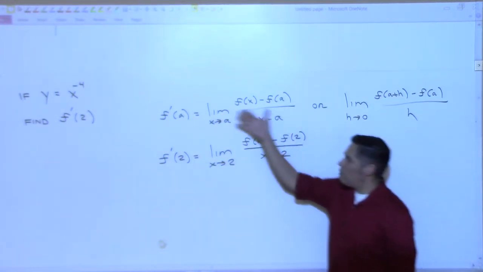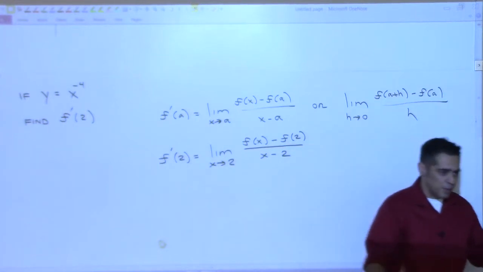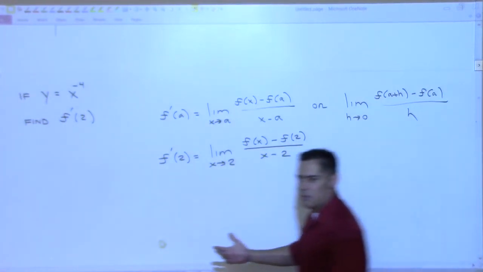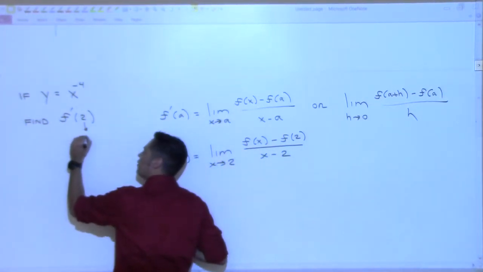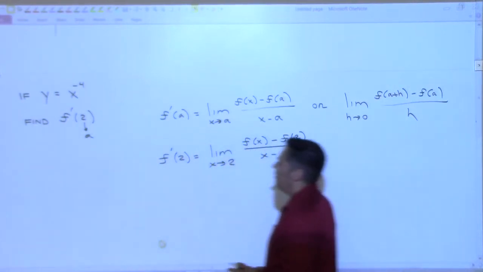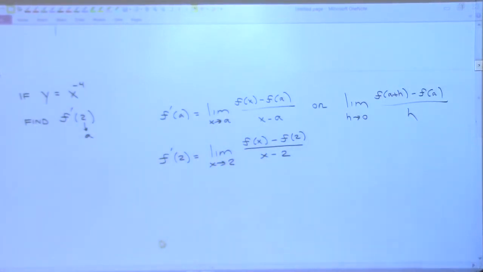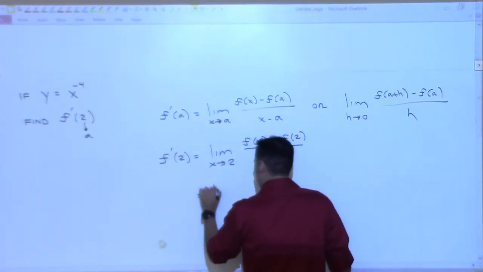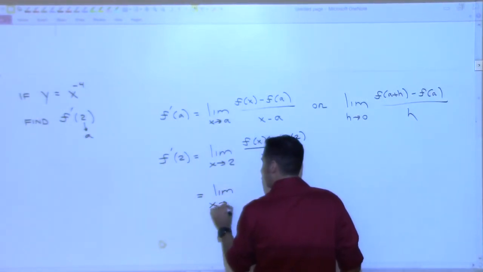That's just me rewriting this formula, replacing all a's with 2's. And I knew a was 2 because, well, that's exactly what they said, right? Yeah. All right. Now we're not done. We have to see what we can do with this. I'm not ready to take a limit yet. I've got too much stuff in here. I don't know what it is.